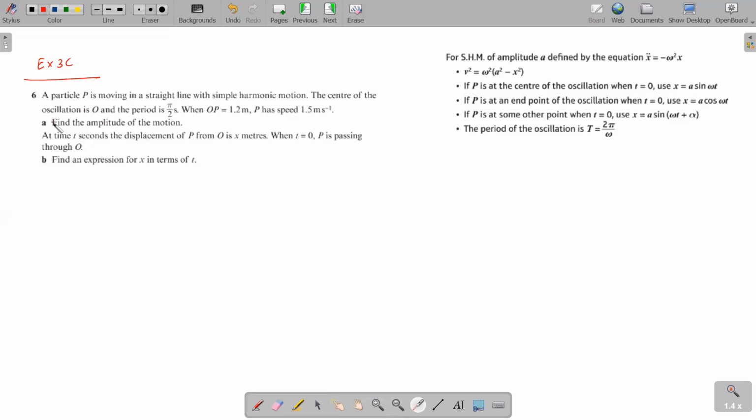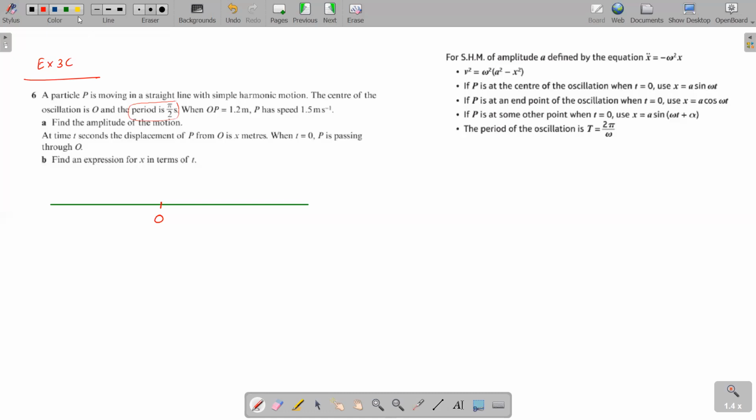They say here a particle P is moving in a straight line with simple harmonic motion. The center of the oscillation is O and the period is pi over 2 seconds. When OP is 1.2 meters, P has speed 1.5 meters per second. Find the amplitude of the motion. Do you see what's going on here? In SHM, this is centered around the center O, so it's oscillating about the center O. The period is given to you, the periodic time T is pi over 2 seconds.